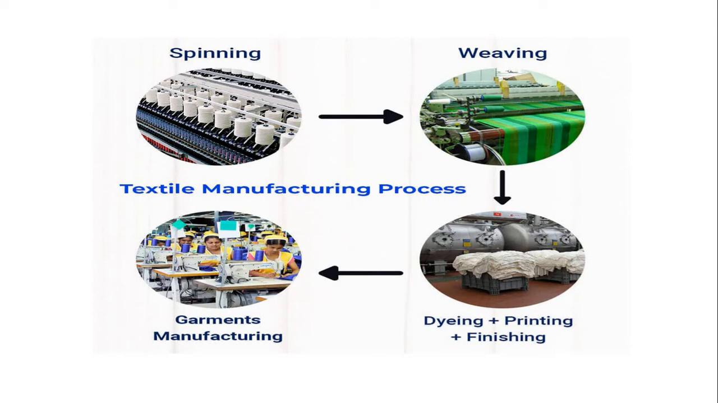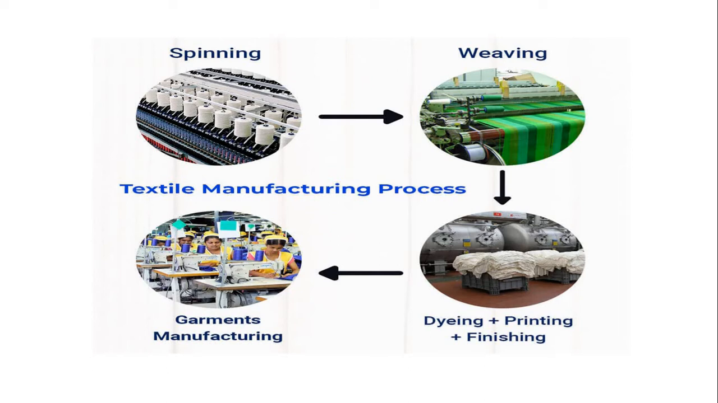Here you can see some of the processes involved in textile manufacturing, that is spinning, weaving, dyeing plus printing, finishing and garments manufacturing. The city Ahmedabad is known as the Manchester of India and Osaka is known as the Manchester of Japan.